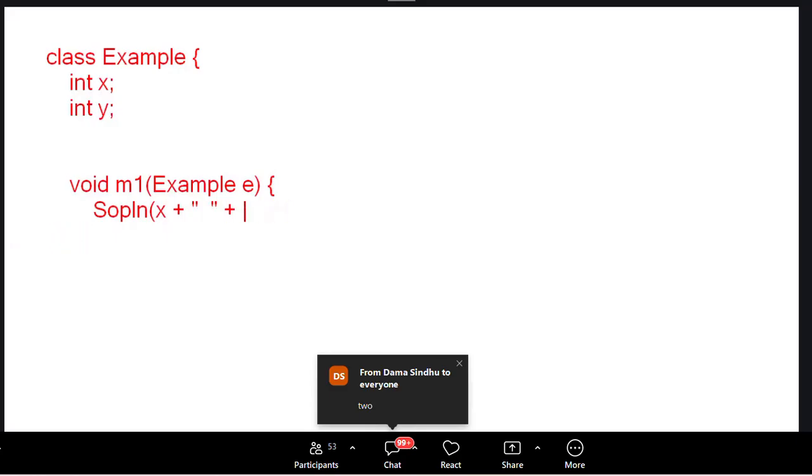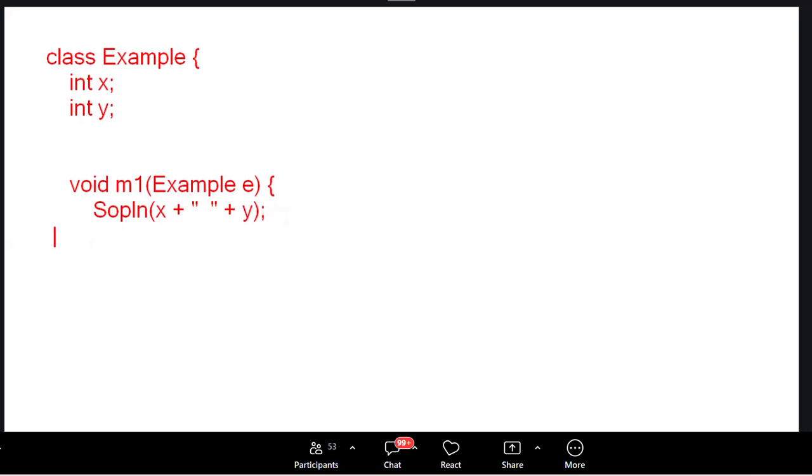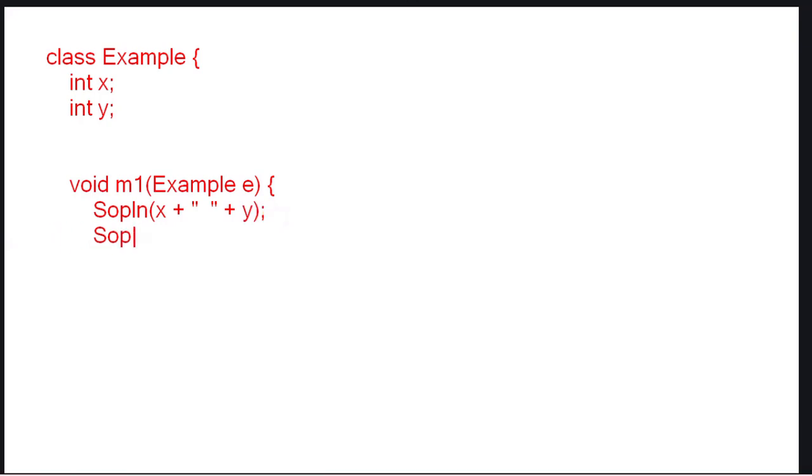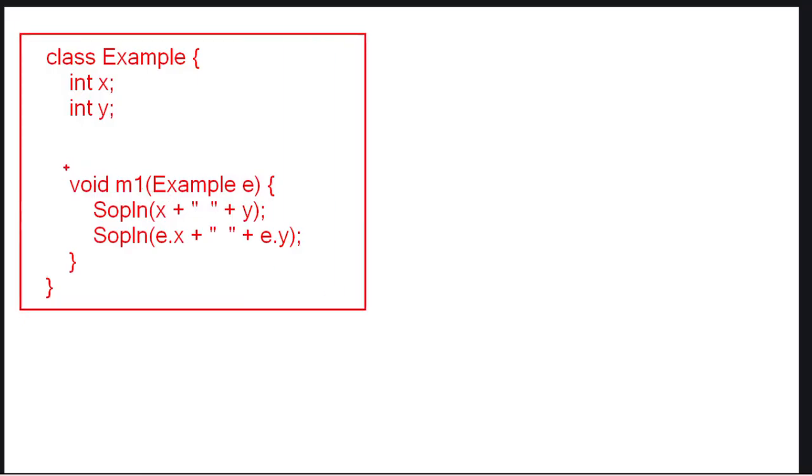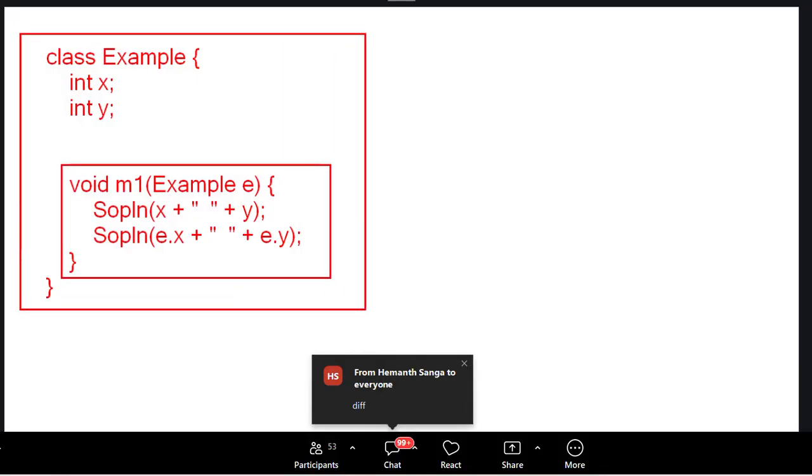Sorry, x plus y. Next, System.out.println E.x plus double quotes plus E.y. The statements' meaning, same or different? Inside the M1 method, SOPLN x y and SOPLN E.x plus E.y. Meaning same or different? Different.